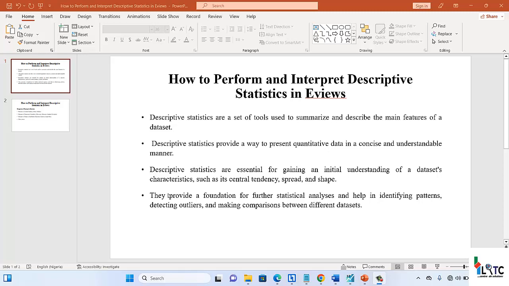So these statistics are essential for analysts to gain an initial understanding of the data set and its characteristics, such as the central tendency, the distribution, as well as the variability or dispersion. Descriptive statistics provide a foundation for further statistical analysis, and they help data analysts to identify patterns, detect outliers, and make comparisons between different data sets.